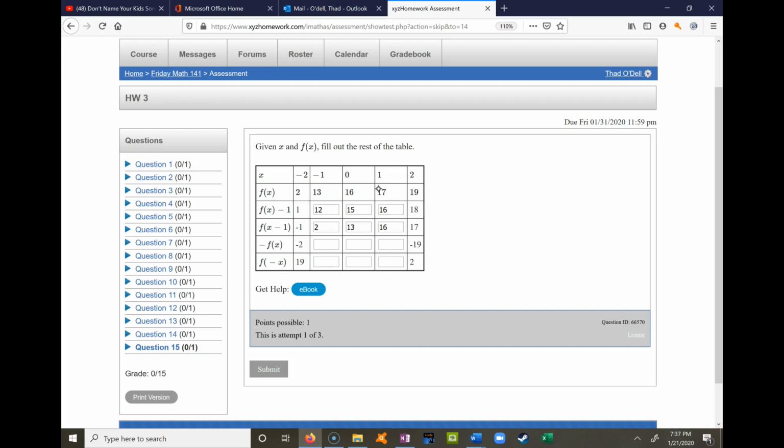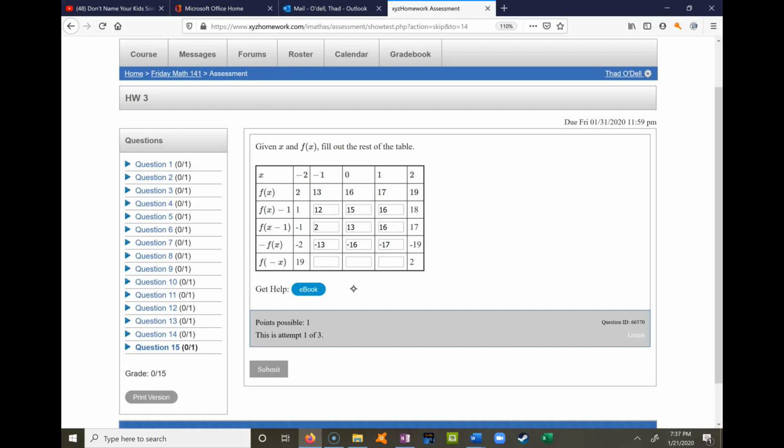Okay? Then down here, it's just asking for the same function only with a negative up front, so that's pretty easy. That's just going to turn all my y values negative, so that'd be -13. And this one would be -16. And this one would be -17.